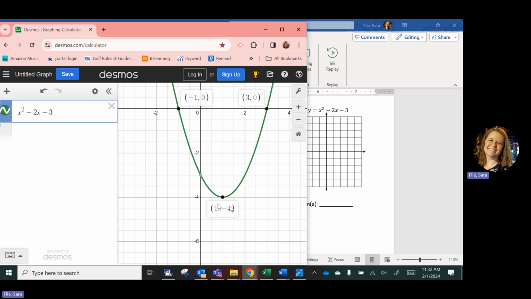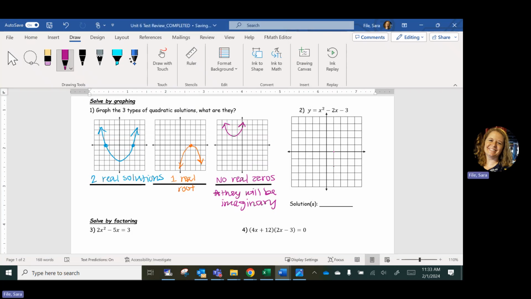You're not going to have a question asking you for the vertex, but for the sake of putting this on your review and graphing it, I'm going to do that. So -1 and 3, and then at 1, -4. So 1, 2, 3, 4. And -1 and 3 were my roots. So there's my graph. Okay, so my solutions were -1 and 3.